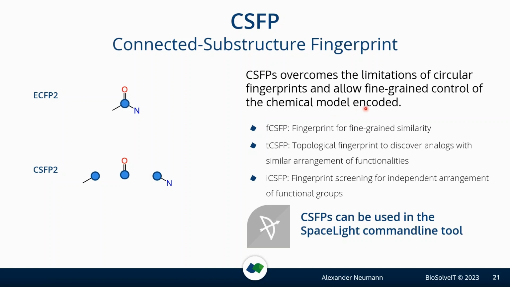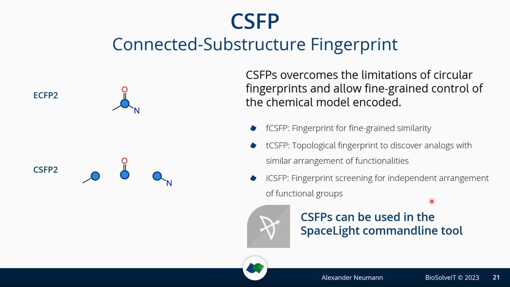So it is a fine-grained control of the chemical model which is encoded within those chemical spaces. So we know much more details about the molecules and about the building blocks, but we have zero idea about the functional groups in total, which is completely fine by the end of the day.